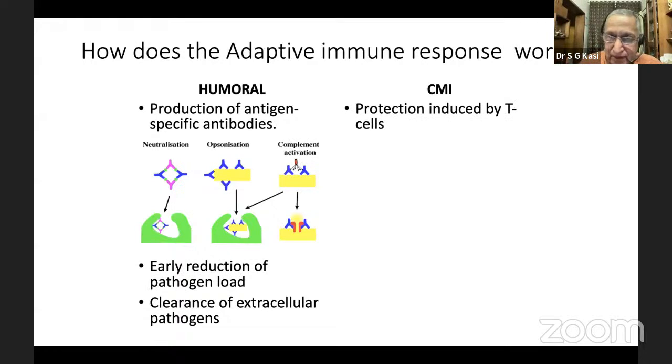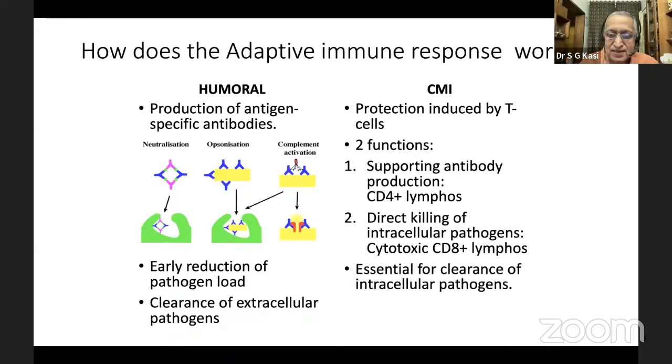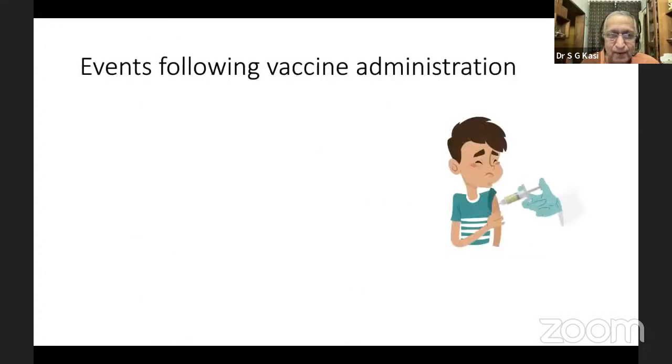Coming to the cell-mediated immune response, it is induced by T lymphocytes, which have two functions. One is to support antibody production, and secondly, it can directly kill cells which have been infected by viruses or protozoa or bacteria which are intracellular. So cell-mediated immune response is essential for clearance of intracellular pathogens that are present inside the cell.